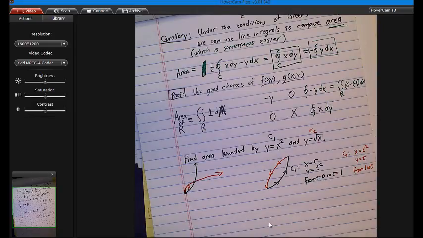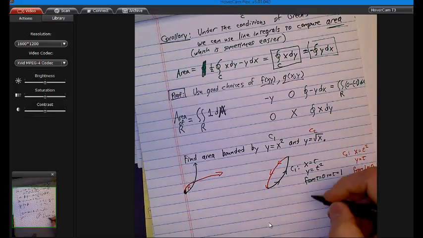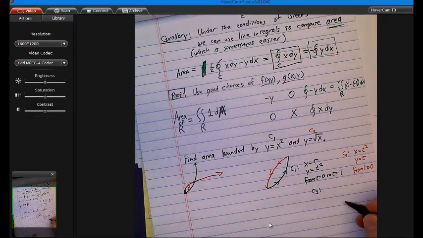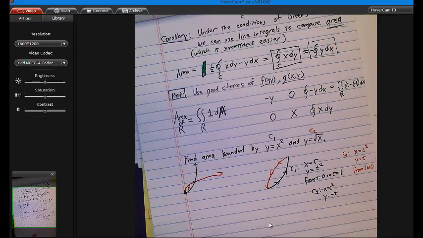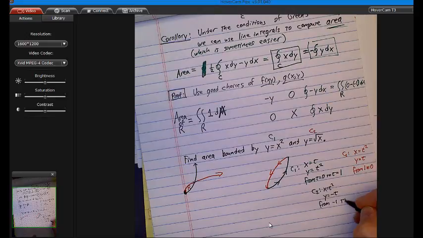Or another way, what if we did this? Another way of doing C2, we could say x equals t squared, y equals negative t. From, almost, -1. I guess it would go from -1 to 0, right? That's another way of doing it. So maybe I'll do it this way.